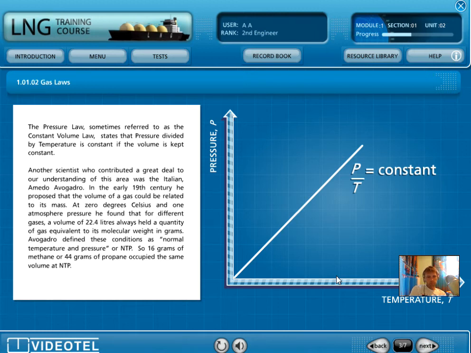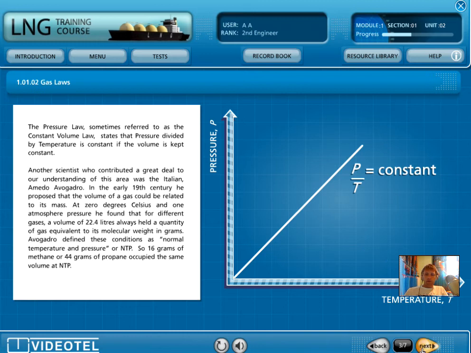Another scientist who contributed a great deal to our understanding of this area was the Italian Amedeo Avogadro. In the early 19th century, he proposed that the volume of a gas could be related to its mass. At 0 degrees Celsius and 1 atmosphere pressure, he found that for different gases, a volume of 22.4 litres always held a quantity of gas equivalent to its molecular weight in grams. Avogadro defined these conditions as normal temperature and pressure, or NTP. So, 16 grams of methane or 44 grams of propane occupied the same volume at NTP.